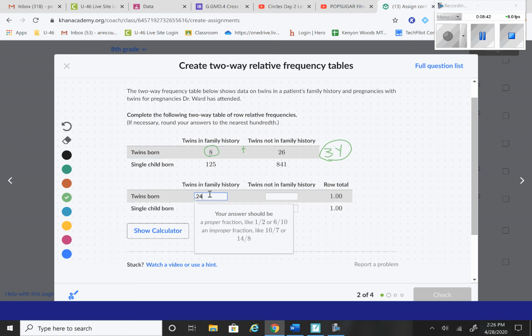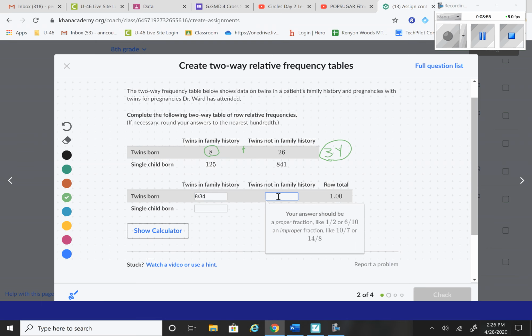Ooh, they want me to leave it as a fraction. So confusing because up here it says round to the nearest hundredth. So I guess I can just write it as 8 over 34. Twins not in the family history, that's 26 out of 34.